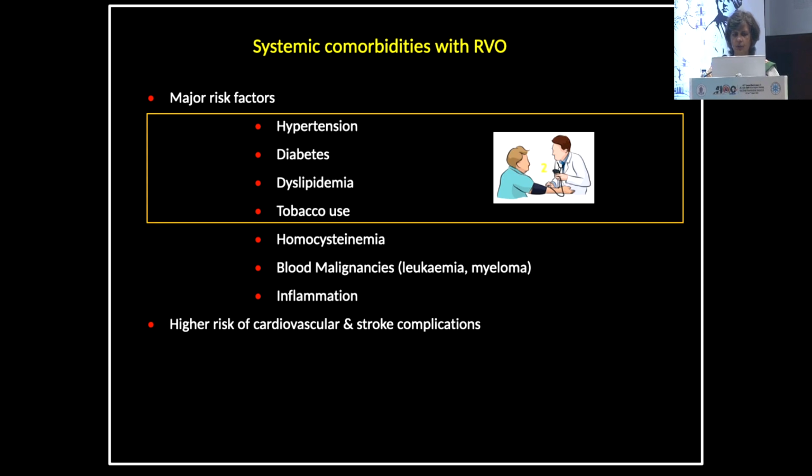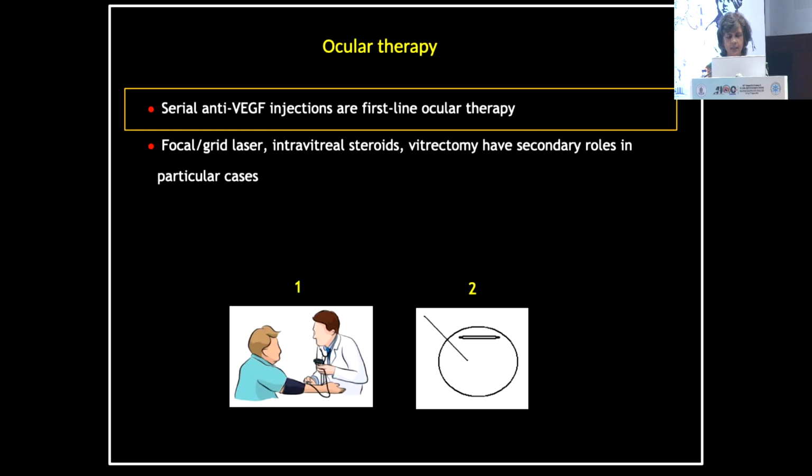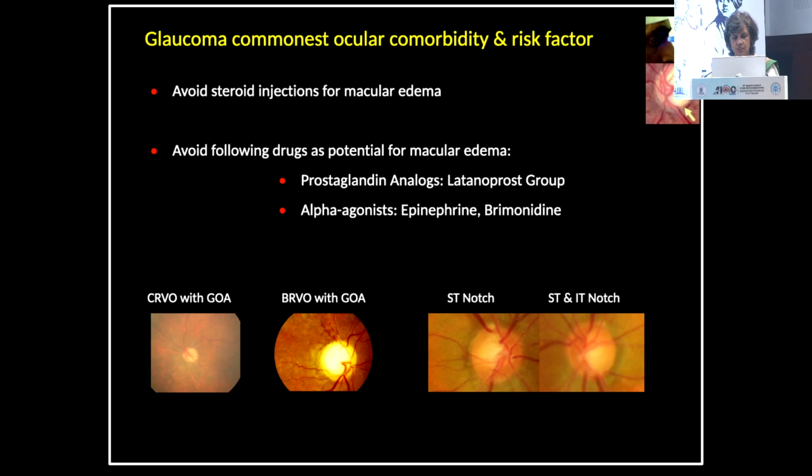So I'll keep it basic as I was asked to. When we see retinal vein occlusion, the first thing to look at and address is any comorbidities. Any hypertension, which is the most common comorbidity, diabetes, lipids, tobacco use, very important, homocystinemia, in more atypical cases, blood malignancies, and inflammation. And then we come to ocular therapy after addressing those issues. The first line therapy is serial anti-VEGF injections, and only then comes laser, steroid, or vitrectomy in specific cases. So first is systemic management, and only then injections.